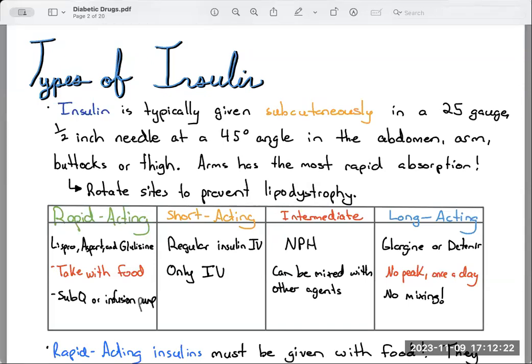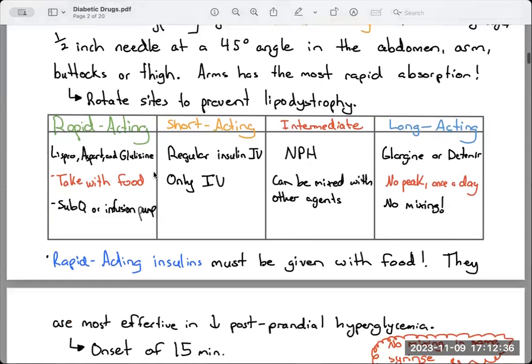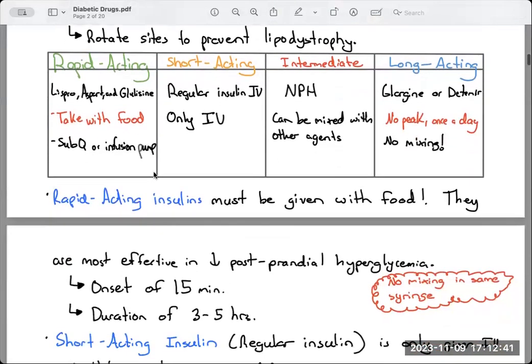So we give this subcutaneously at a 45-degree angle in the abdomen or the back of the arm, lower abdomen, the thigh, like the top of the thigh, or even like the buttocks, okay? And we have 4 different types of insulin, which is very, very important and will definitely be asked on your pharmacology exam. So you have rapid acting insulin, which is Lispro, Aspart, and Glulisine. This means they work really, really quickly, okay?